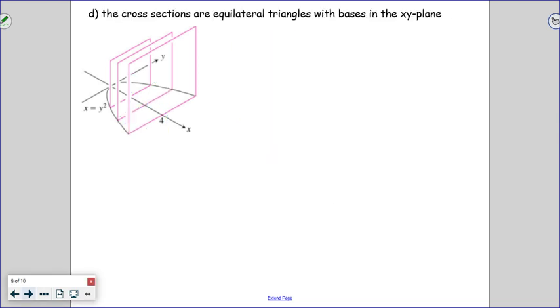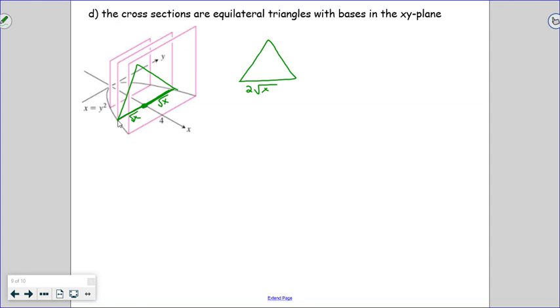Last one I want to look at again is the same section, but this time they say that the cross sections are equilateral triangles with their base in the xy plane. So again, instead of it being a square, we would have an equilateral triangle. So here's my base of my equilateral triangle. So we know again from our previous conversation, since this is connecting up to our square root of x function, this would be the length of square root of x. This would also be the length of square root of x. So as we examine one cross section, its base would be 2 square root of x.